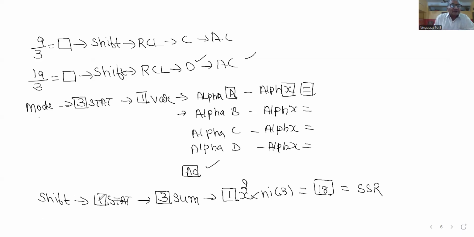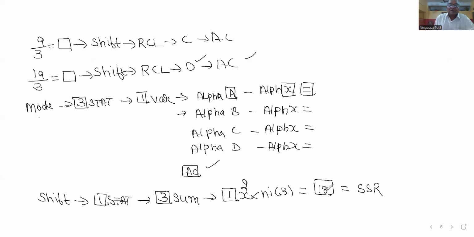Then, my dear students, press the shift button, 1 button, that is the stat button, and the third button, number 3, you get the sum. Then after the sum, you take the 1, that is the x square button. Multiply it by Ni. How many elements are there? 3 elements in each row. Then look here, the x square you are getting on the display of the calculator, into 3.